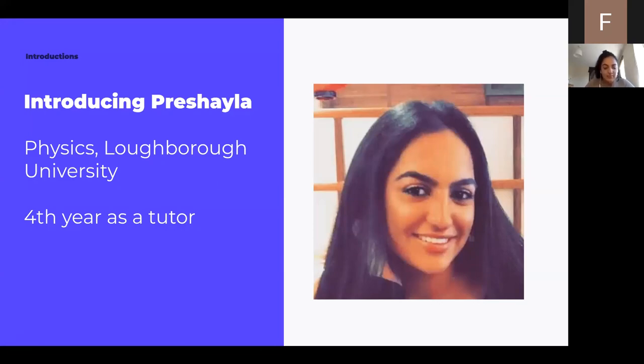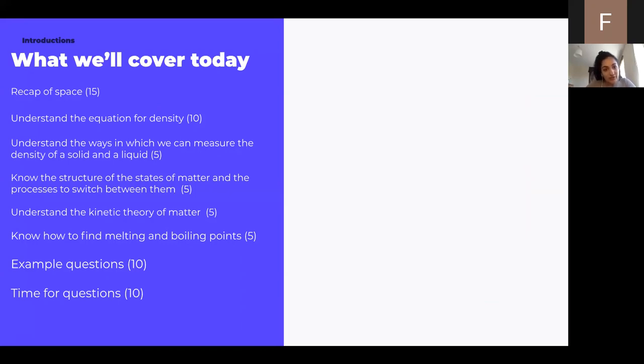So what we're going to cover today is a nice long recap of space, to make sure everything's consolidated because it was quite a short topic, which we only did in 2 webinars. And then understand the equation for density, understand the ways in which we can measure the density of a solid and a liquid, know the structure of the states of matter and the processes to switch between them, understand the kinetic theory of matter, and know how to find melting and boiling points. Then we'll have our example questions and time for your questions at the end.